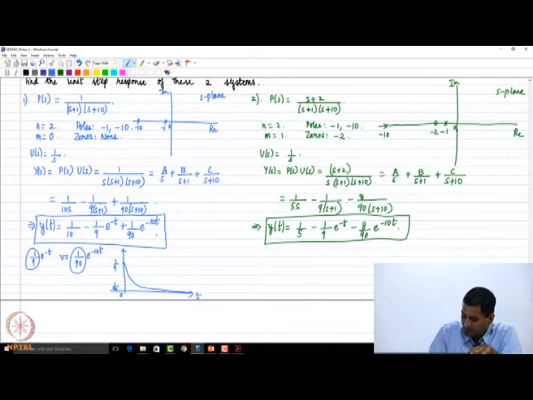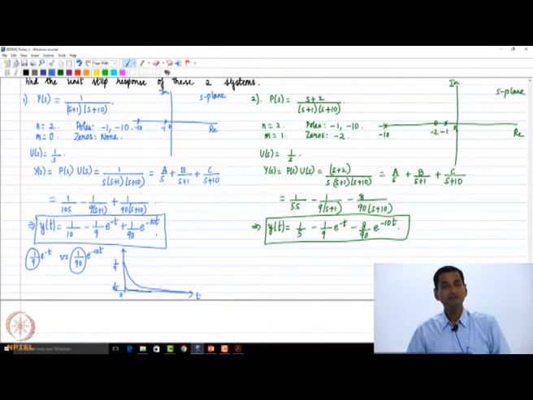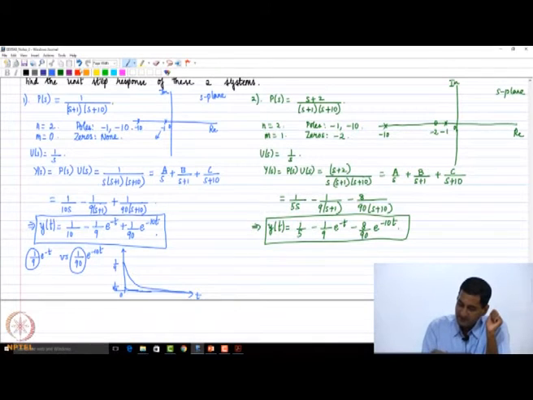Okay, what will happen to 1 by 90 e power minus 10t? This will go to 0 relatively more instantaneously, right? I'm just drawing a relative diagram. Okay, so this will go to 0 very quickly, right? So you see that which factor is dominating the output? 1 by 9 e power minus t, right? So for that reason, the poles that are closest to the imaginary axis are what are called dominant poles. Okay, so minus 1 here is what is called a dominant pole.